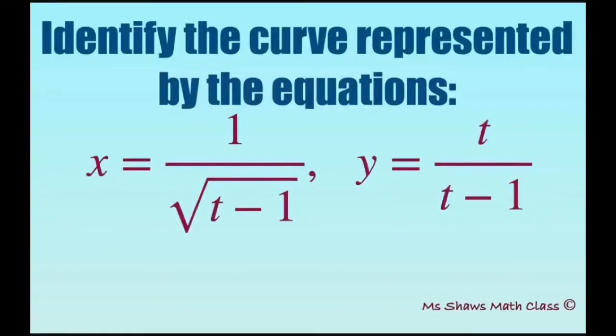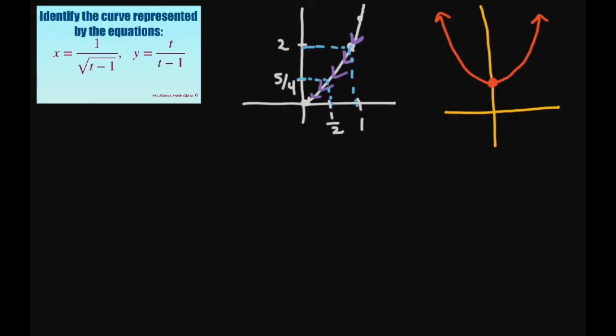Hi everyone, we're going to identify the curve represented by the equations x equals 1 divided by the square root of t minus 1 and y equals t divided by t minus 1. So the first thing, let's do this is the graph of these two right here. This is your parametric equations.